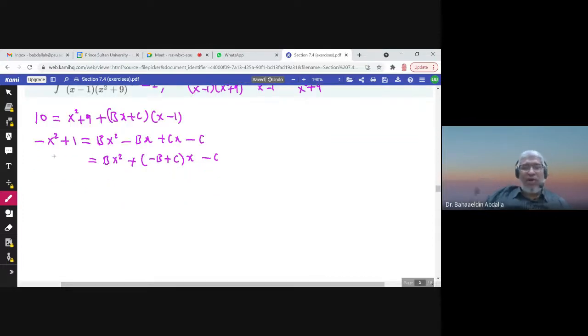So equating the coefficients, coefficient of x squared here has to be equal to the coefficient of x squared there. So b is negative 1. And negative c equals 1. So c is negative 1. And just for confirmation, the coefficient of x in the left-hand side is 0. So negative b plus c should be 0. But b is negative 1, so negative negative 1 is 1. c is negative 1. 1 minus 1 is 0. That's correct. So everything is fine.